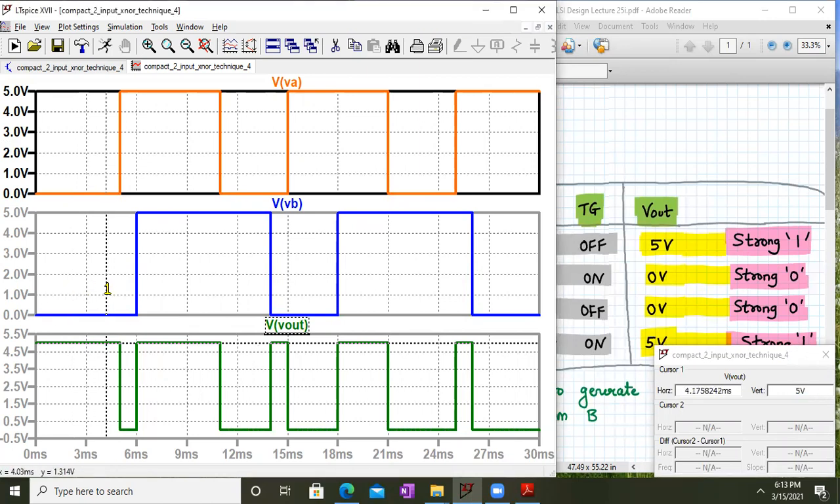Let us see the next case now. Over here, A is 5 volt and B is 0 volt. So this is the third case. Over here, we get a very strong logic 0, as you can see, 28.41 nanovolt. It is as good as 0 volt.